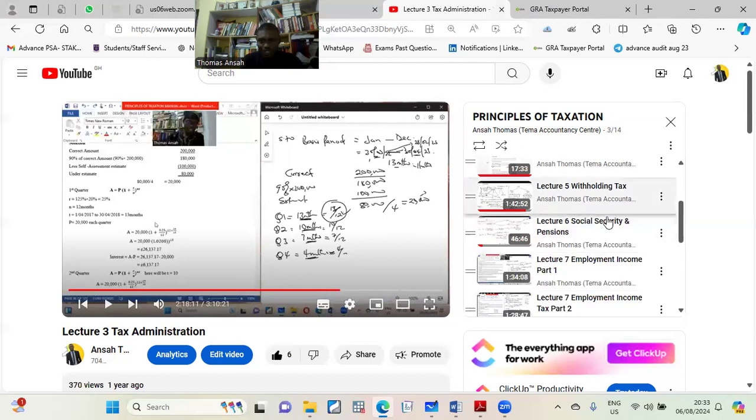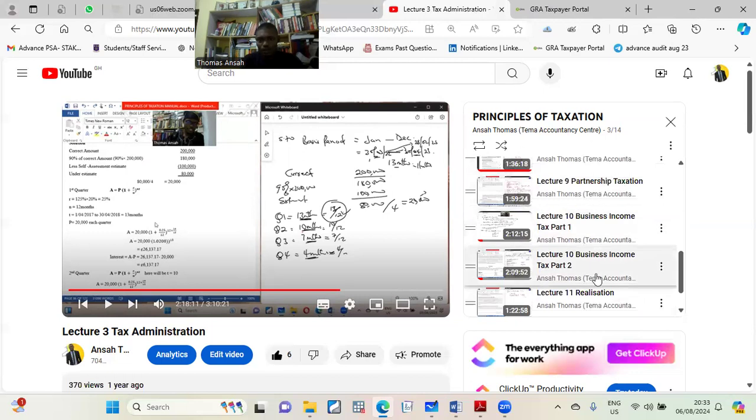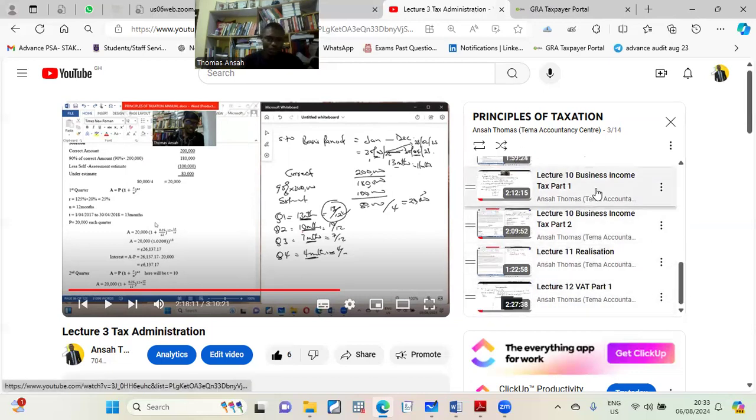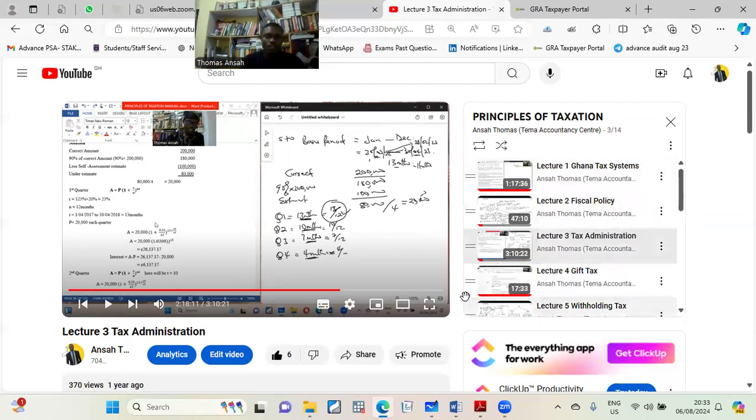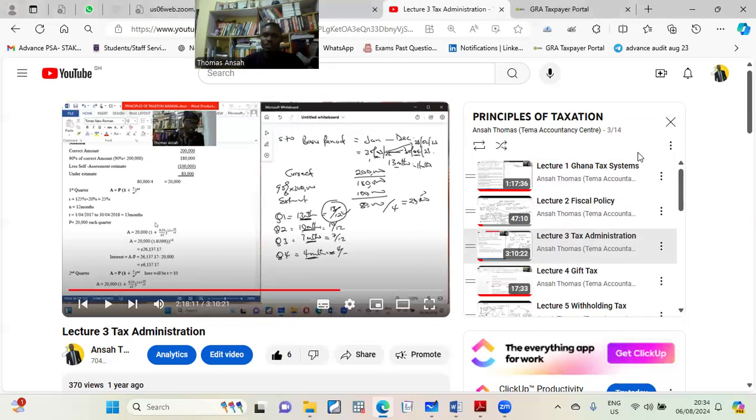So you can take the lead. Employment taxation, I've done such. Capital allowance, you need it. Partnership taxation, you need it. Business income taxation, you saw it. Part 1 and 2 is the realization, and all these things you are going to go through and do. But like I said, you should subscribe, take the lead, and watch these things way before we even meet. All right, so that is that. So I will definitely create another playlist for advanced taxation, but some of these videos will be repeated there already. So you can actually go there and just enjoy yourself way before we meet again next week.